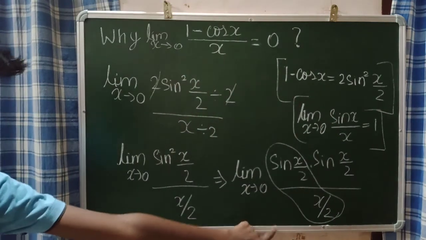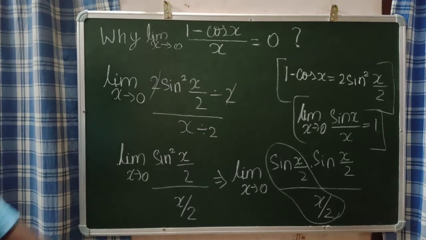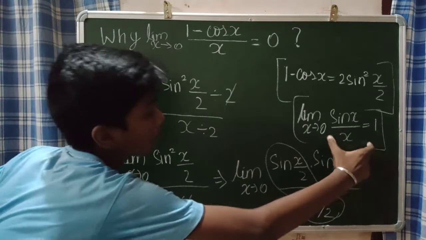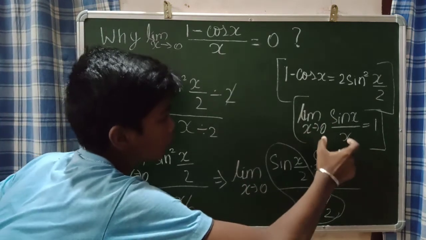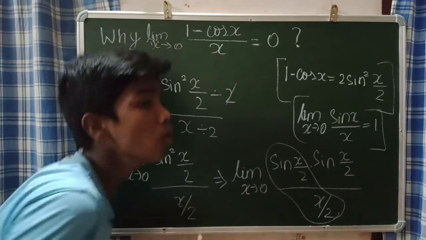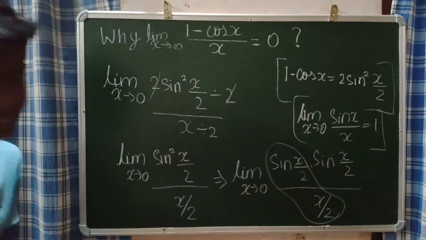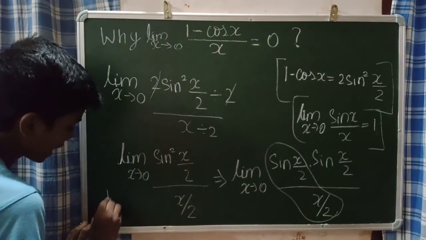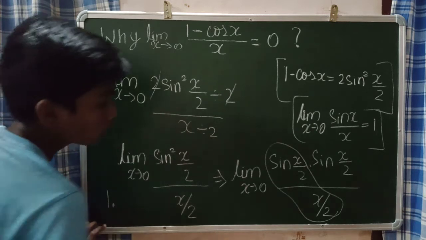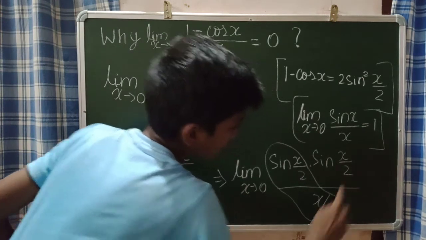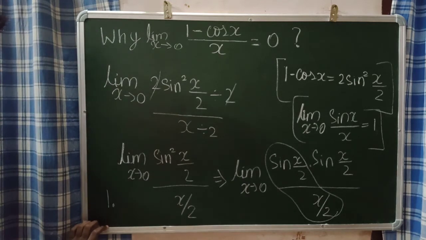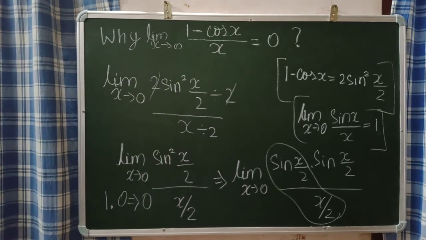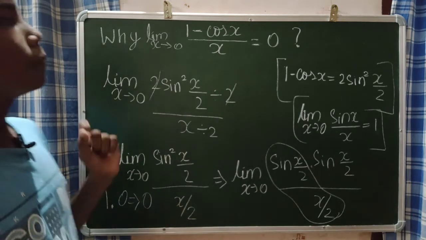So the expression sin x by 2 divided by x by 2 will be 1 when x tends to 0, using the standard limit that the limit of x tends to 0 of sin x divided by x is 1. You need to know that already. So this expression will be 1 as x tends to 0, and then 1 into the limit of x tends to 0 of sin x by 2. The limit of x tends to 0 of sin x by 2 is 0. Just check it. So the final answer will be 0, and that's why we say the limit of x tends to 0 of (1 minus cos x) by x is equal to 0.